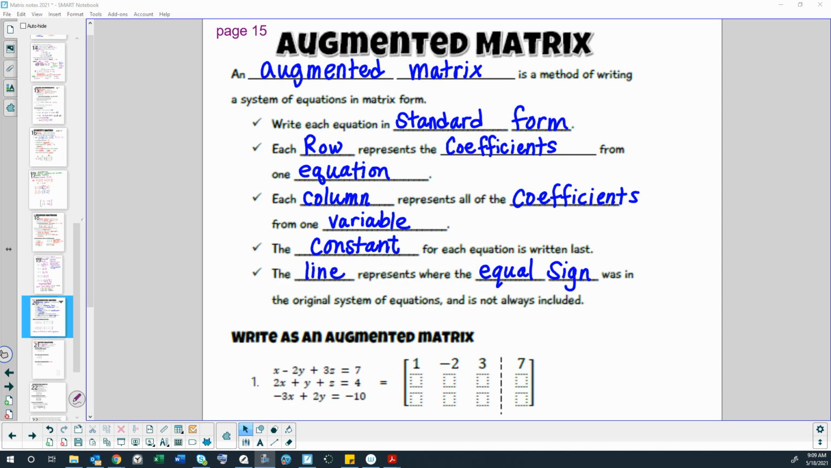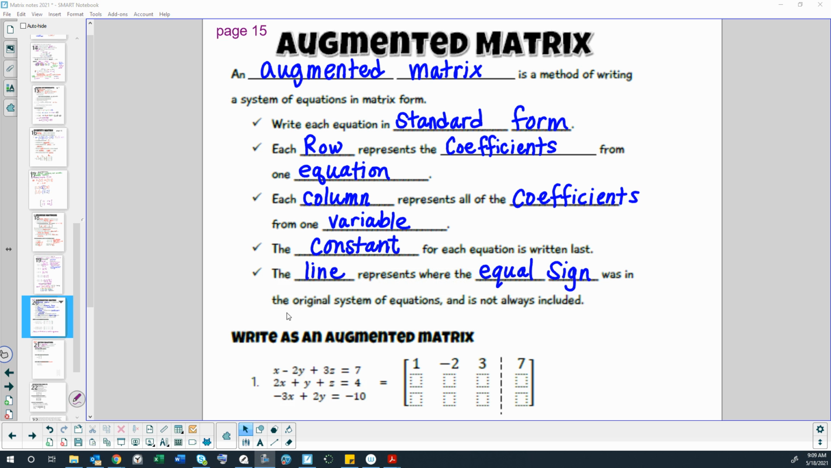So filling in the blanks here, an augmented matrix is a method of writing a system of equations in matrix form, where we're adding an additional set of numbers onto the set of numbers we have in our matrix. So you can see that down here in this example.